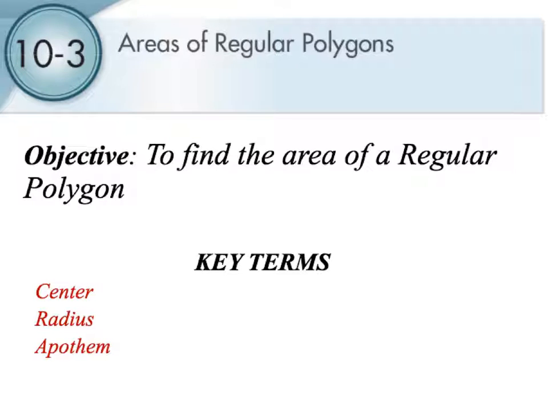Welcome to Lesson 10.3. Today we're going to be talking about areas of regular polygons. One thing to remember here is when we are working with a regular polygon, all of the sides are the same length, all of the angle measures are the same as well. So let's keep that in mind as we're going through here.